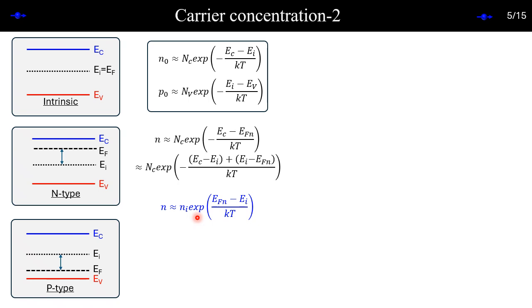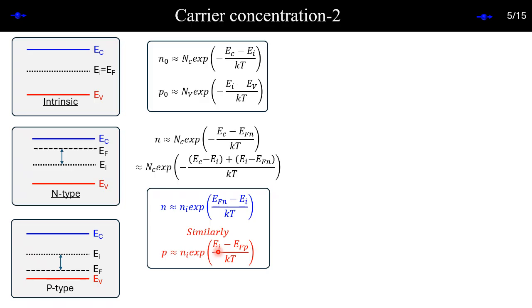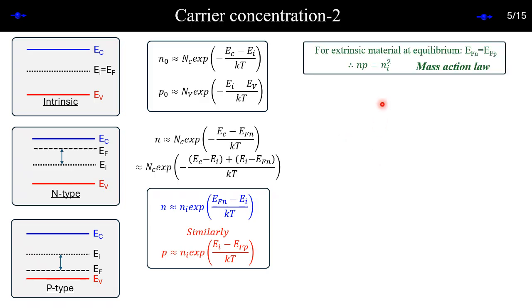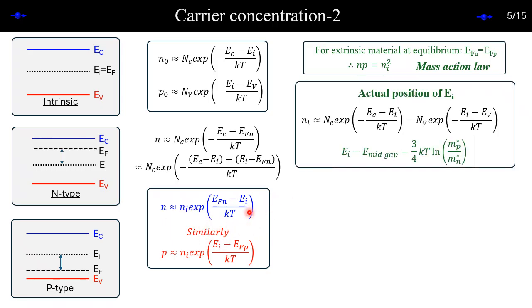Okay, we can do the same thing for holes. So for holes, it should be EI minus EF. Any questions? One thing is that np is Ni squared. That is always true. You can just take the product of this n and p, you can do it yourself, and you will find that it is always constant.